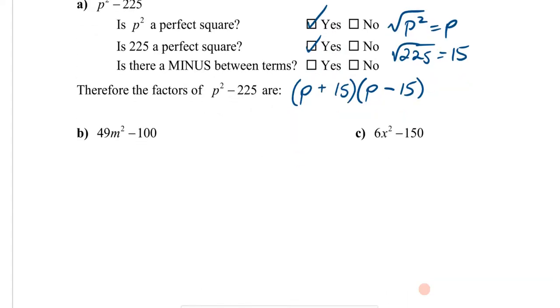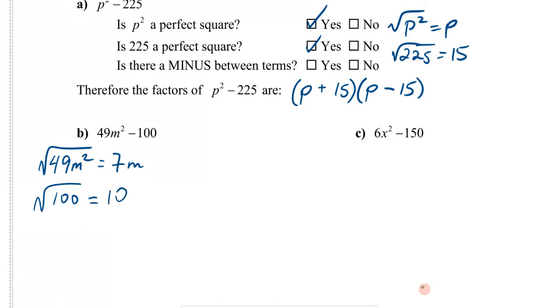49m squared minus 100. So you check. The square root of 49m squared: the square root of 49 is 7, the square root of m squared is m. So that is a perfect square. Now the square root of 100. Again, as you're doing the difference of squares, ignore the minus sign when you're checking to see if it's a perfect square. The square root of 100 is 10, so that is a perfect square.